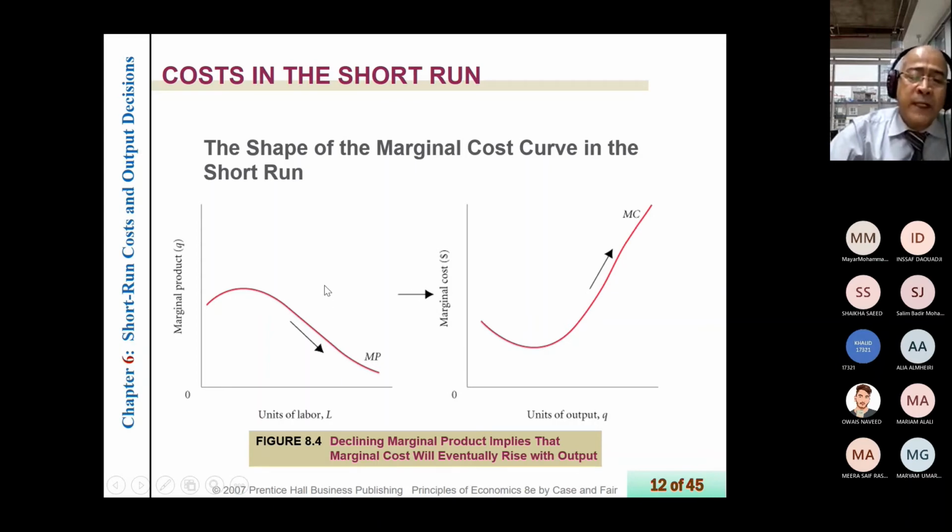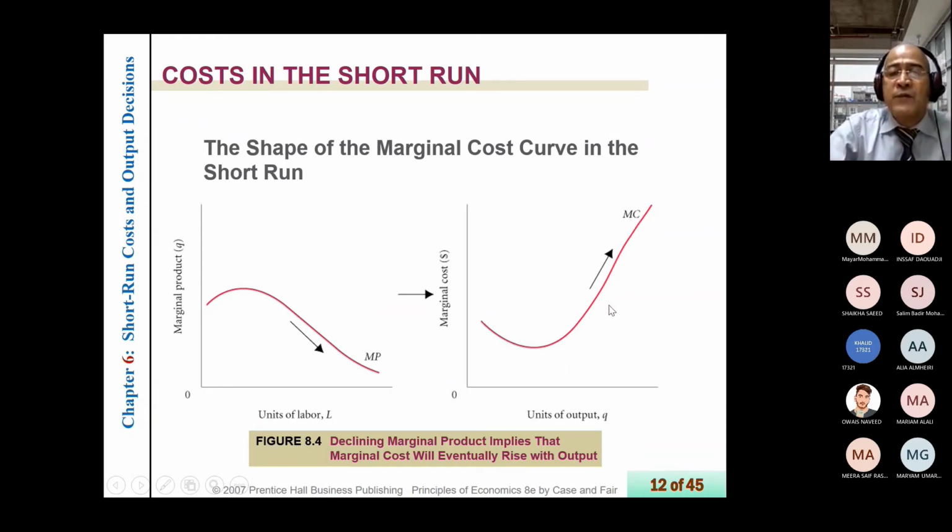So total product increases at a decreasing rate because of the law of diminishing marginal returns, causing marginal product to decline. So that means the situation becomes more difficult because marginal product decreases. It means marginal cost increases. Producing an additional unit will be more difficult, more costly.